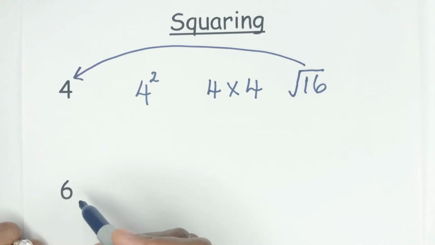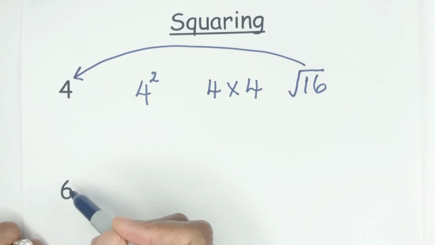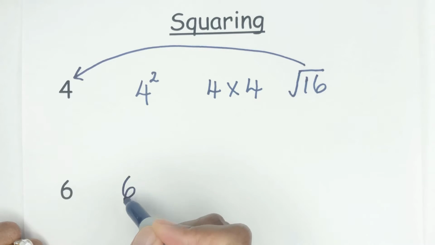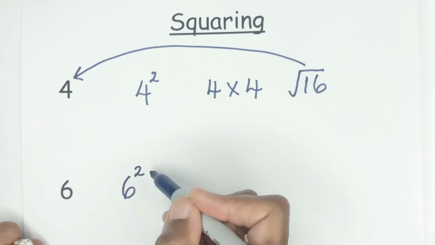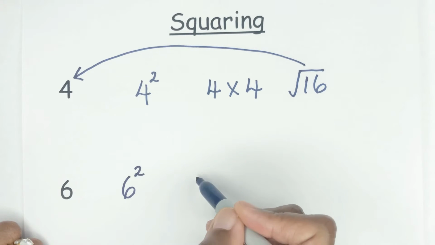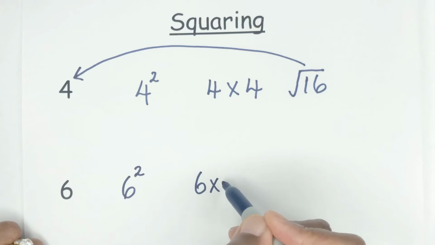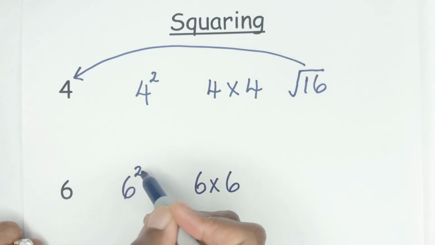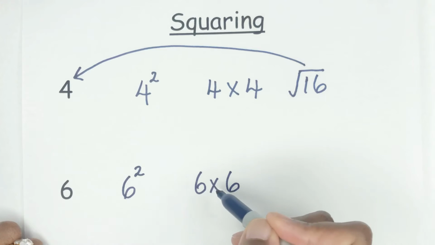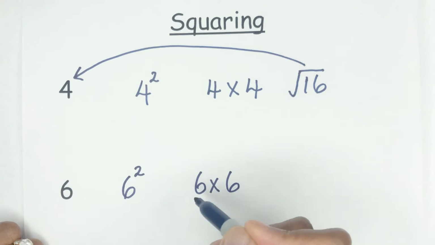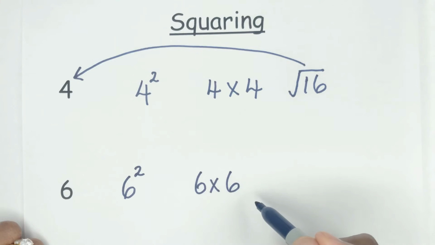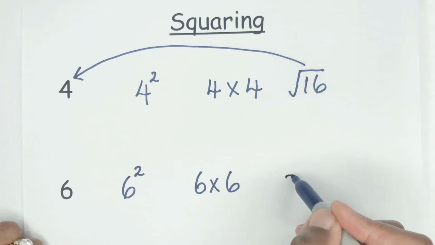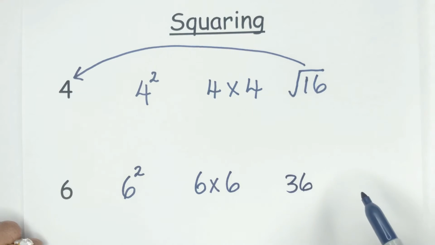Let's look at this one for example. So the 6, if we were to square the number 6, that would mean 6 times 6. So we'll write that there. 6 to the square is 6 times 6. Base number multiplied by itself. What is 6 times 6? That will give us 36.